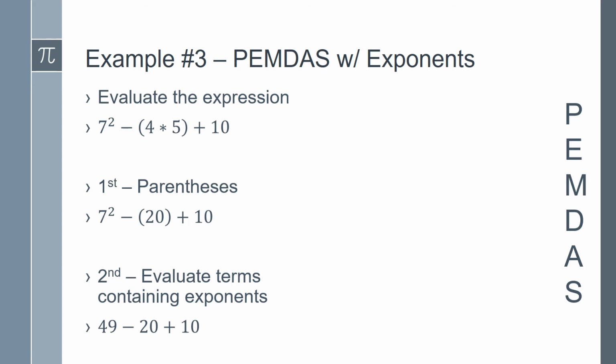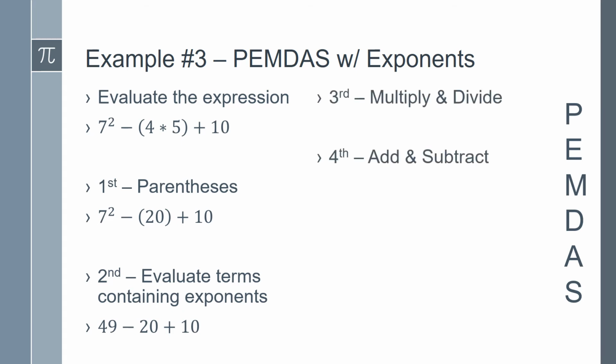There is no multiplication or division, so we can skip that step. So now we move on to addition and subtraction. Remember that we must move from left to right. 49 minus 20 is 29, plus 10 is 39. This is our final answer.